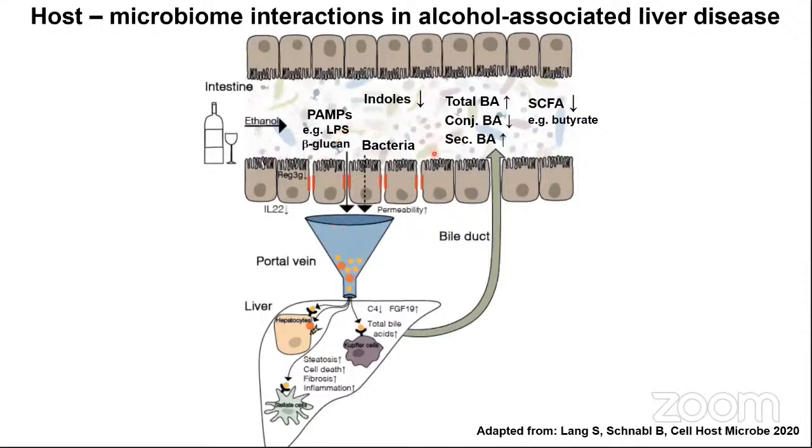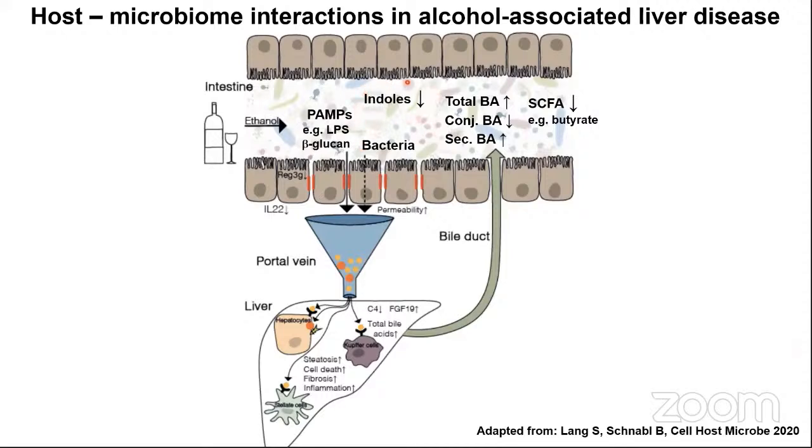So whatever microbial molecules, metabolites, or other products are leaving the gut, the liver is really the first organ in our body to encounter all of these molecules. So what we learned over time is that pathogen-associated molecular patterns like lipopolysaccharide or LPS, but also beta-glucan from fungi, can contribute to the progression of alcohol-associated liver disease. We also have learned that not only microbial products, but also live bacteria can translocate from the gut lumen to the liver and can contribute to alcohol-associated liver disease.